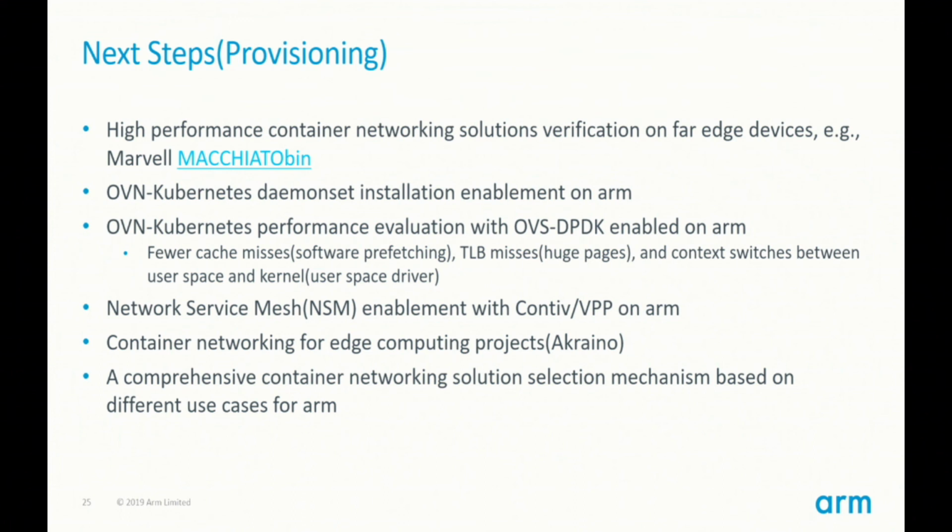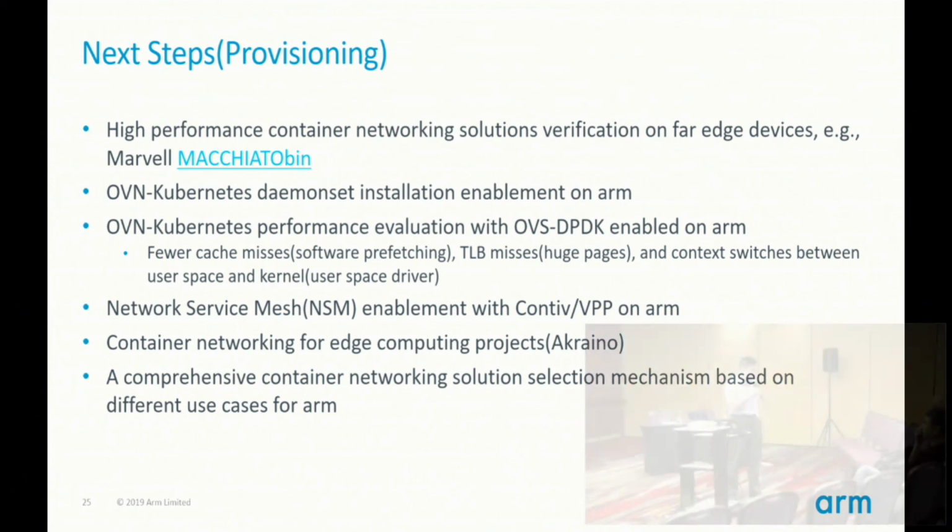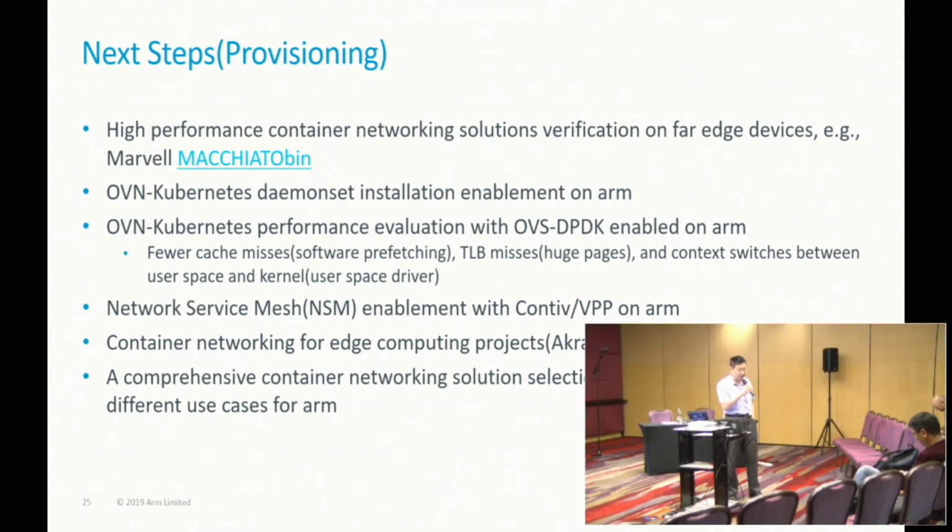For the network service mesh, we would do some enablement with Contiv VPP on ARM. For container networking in edge computing projects, we have proposed a project named IEC in Akraino. For IEC, we use Calico as the main solution, but we will do some modification and adaptation to provide a lightweight networking solution. And we would like to give a comprehensive container networking solution selection mechanism based on the different use cases on ARM.